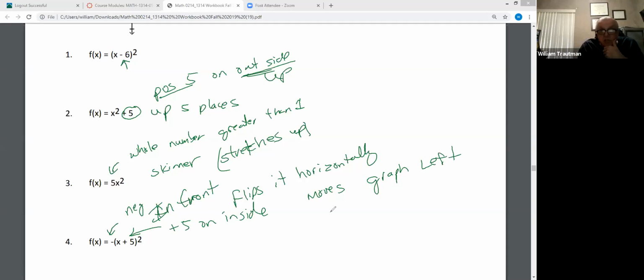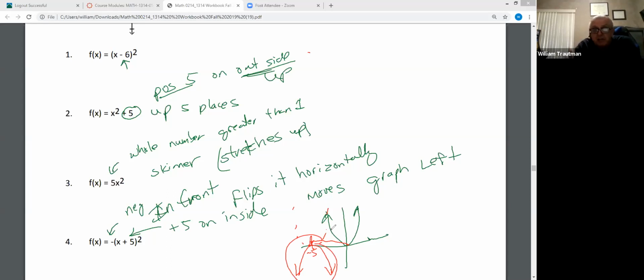So if you look, here's our original. And I'm going to use a different color. A +5 on the inside moves it to the left, but then it flips it. So you see it moves it to the left 5 spots. That's a -5. And then it flips it. Or you could say it flips it and then moves to the left. Either way, your graph has to be over here, 5 spots to the left and then flipped horizontally.